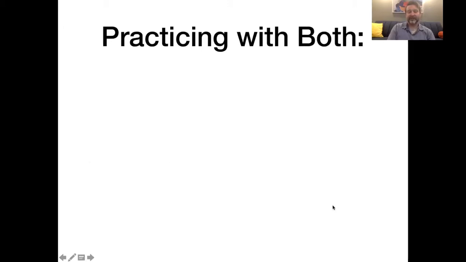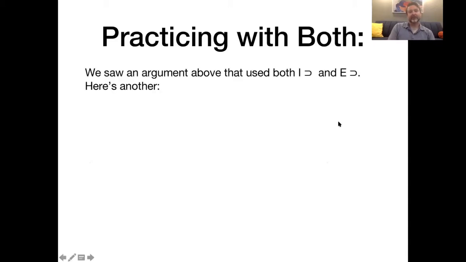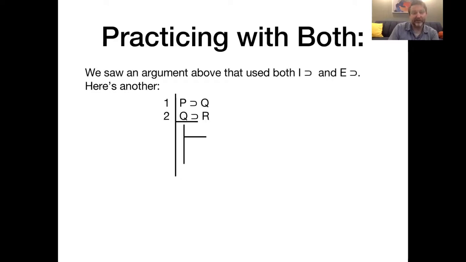Okay, so I hope that the conditional elimination rule was clear. I think the conditional introduction rule is a bit more of a heavy lift. Let's practice a proof that uses both of these rules. So we actually saw an argument above that used both conditional introduction and conditional elimination. That's how I introduced the idea of conditional elimination, but here's another one. So suppose we're presented with if P, then Q. And we also know if Q, then R.